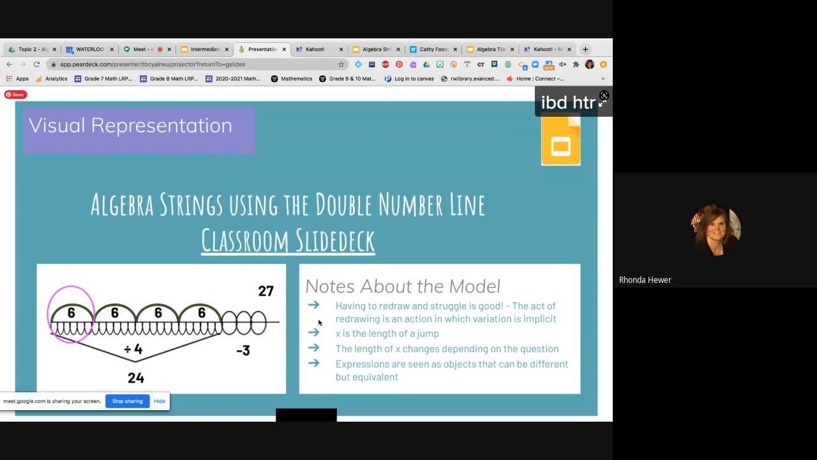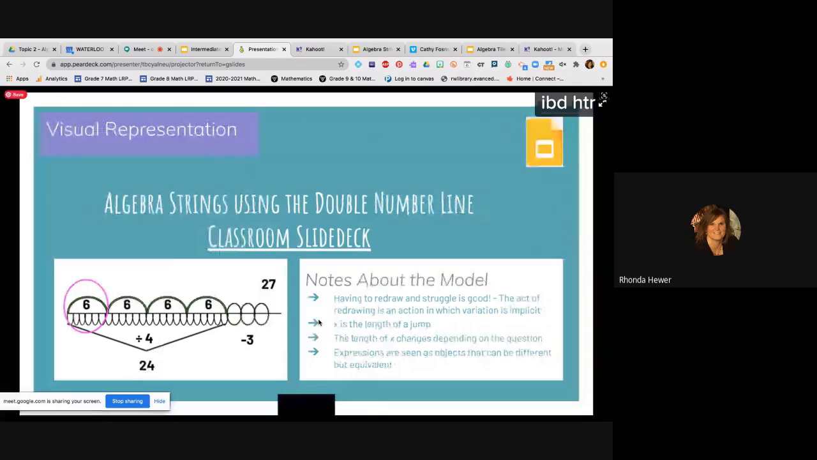Okay, so here we go. You should be able to click on that classroom slide deck. This might be new to many of you. We're going to use the double number line to show equivalence. And I don't want you to worry about writing anything down, because the next slide that you can't see right now is going to have everything that I'm asking you to do written out for you.